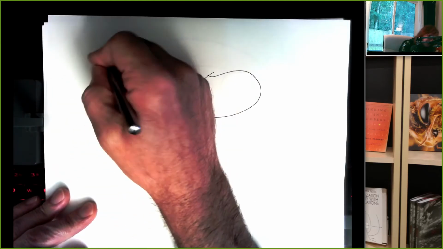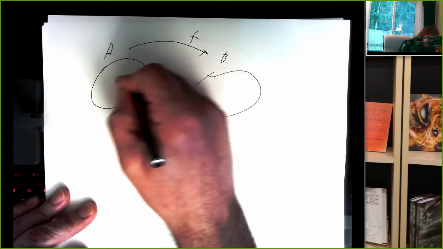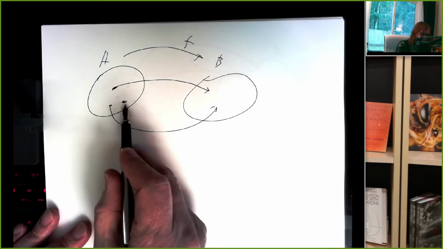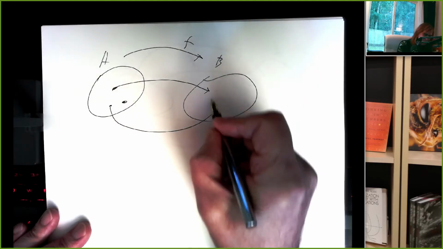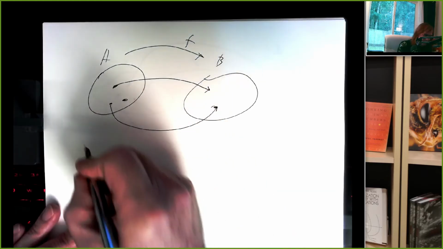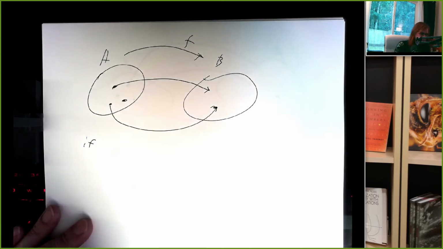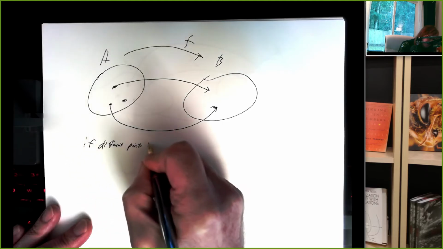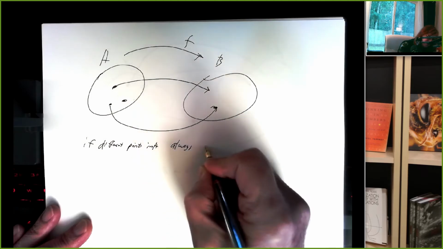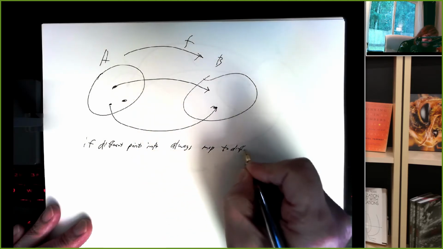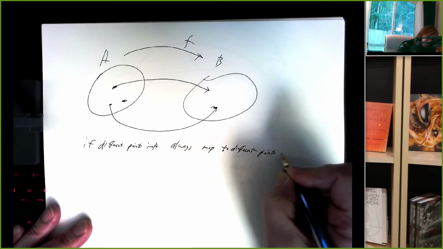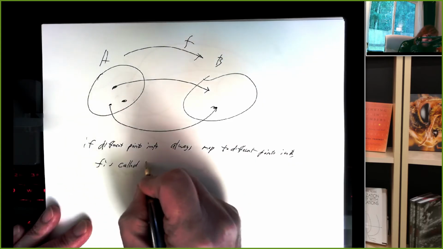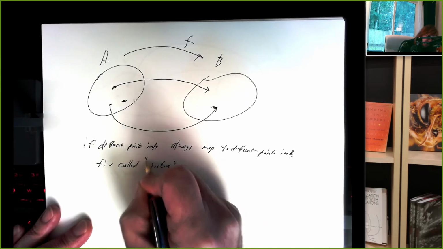All right, another thing. I said that it's perfectly legal if, for example, two different points map to the same point over in B. If that's not the case, though, if different points in A always map to different points in B, then f is called injective. Sometimes called one-to-one.